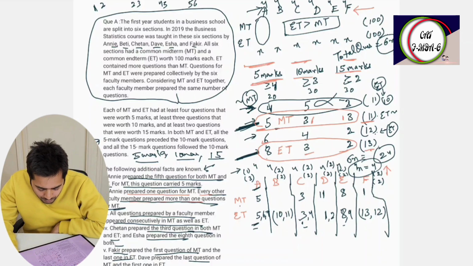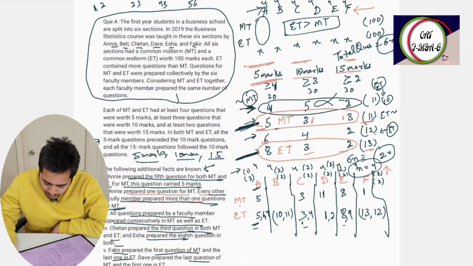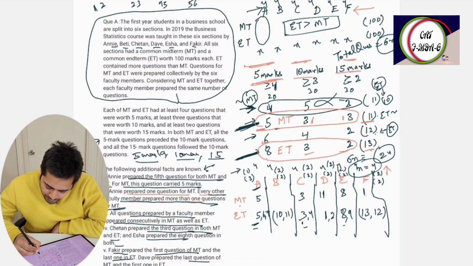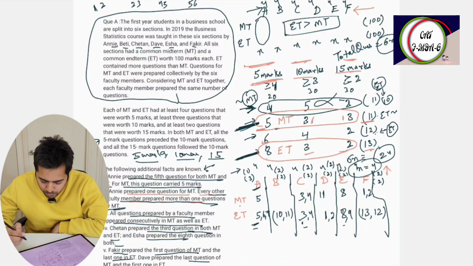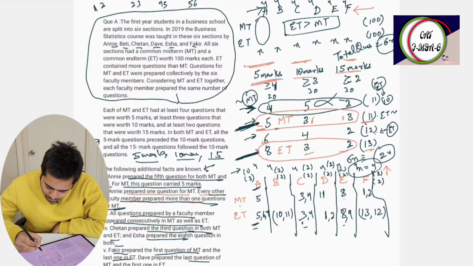Got it? Now let's look at the midterm. Fakir prepared 1, so 2 he will prepare. 3 and 4 will prepare. 5 will be alone. Annie will prepare only 1 question. So 5 will be there.